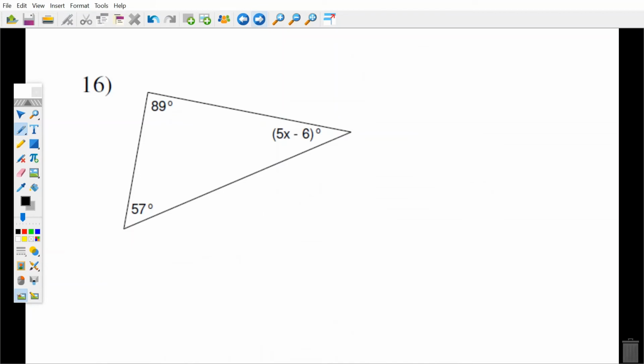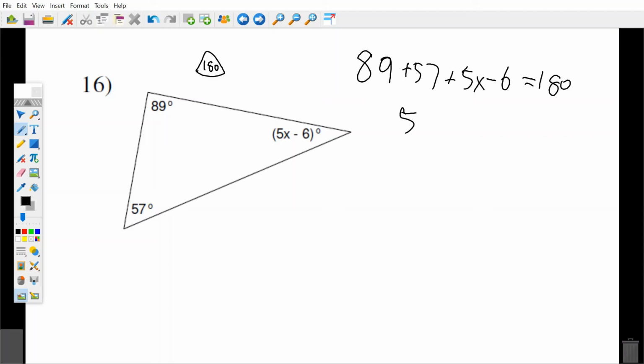For this one, you need to find the value of x. Please pause and try now. All right, the answer is, well, I know a triangle has to add up to 180. So I can go 89 plus 57 plus 5x minus 6 equals 180 degrees. So to solve that, 89 plus 57 minus 6, combining our like terms, we get 5x minus 6 equals 180.